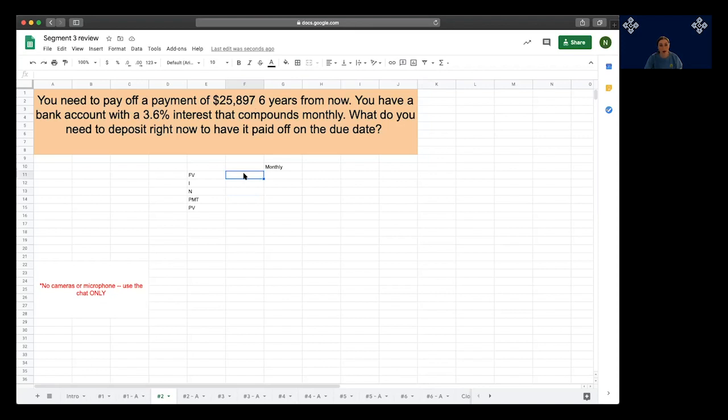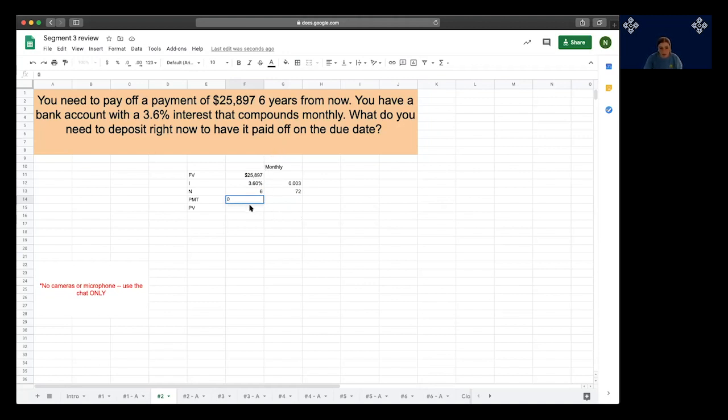Pay that full amount off. So that is your future value. So that's your overall goal, is to pay that off. So then your I, you have a 3.6% interest, but it says it compounds monthly. So again, you need a change for that. So you're going to divide it by 12. And then your payment is 0. No part of this problem says every month you're going to put in a certain amount or how much you need to pay every month. It's just your overall. So payment is actually 0.